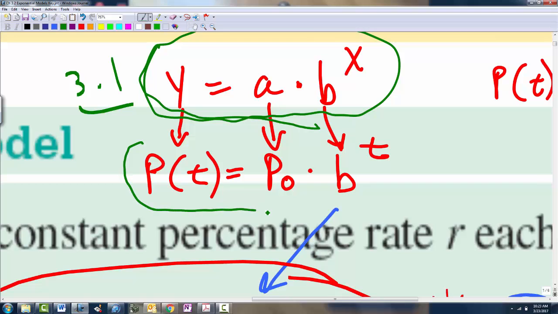But then I just said, what's P sub 0 stand for? What does that P stand for? Initial what, though? Population. I could change A to a variable that actually has meaning. That's all that changes. And then what's P of T stand for? Population over a specific amount of time.